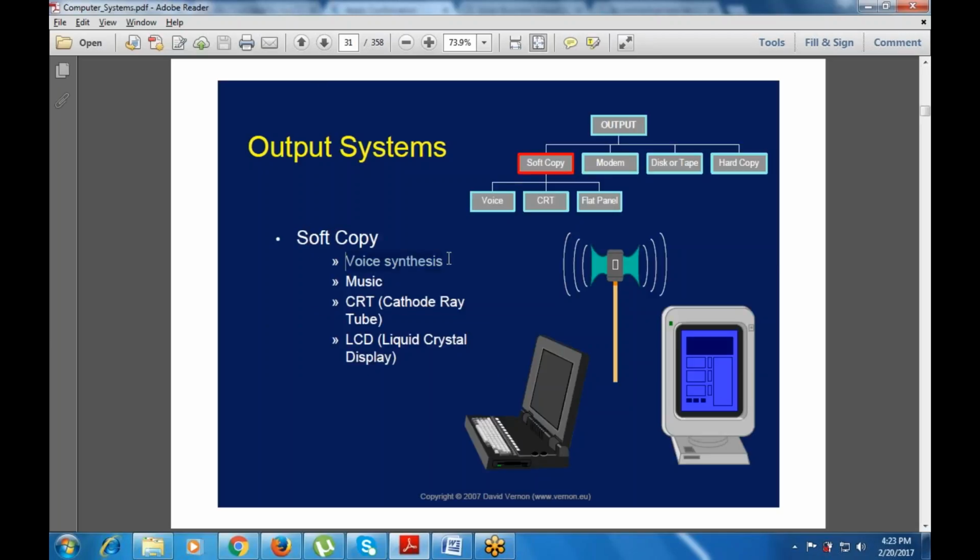Now the soft copy includes word synthesis, then music, then CRT, this is cathode ray tube, then LCD, liquid crystal display.